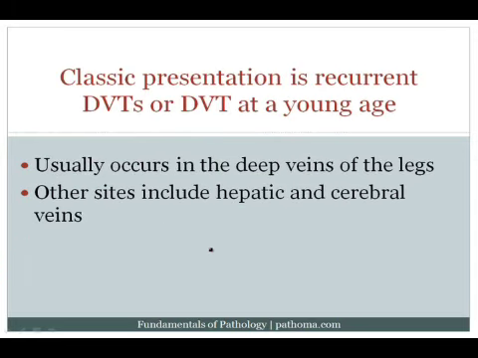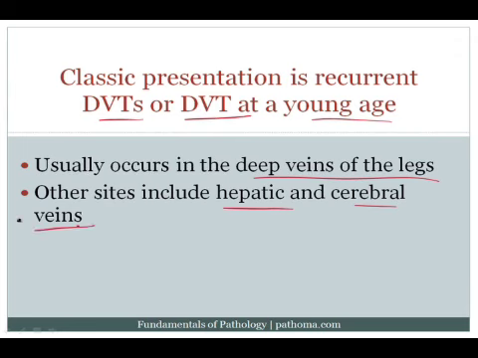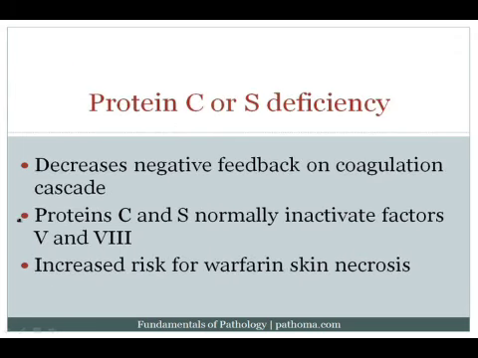When patients have a hypercoagulable state, they tend to present with recurrent DVTs or DVTs at a young age. So again, usually this occurs in the deep veins of the legs. Other sites where they could have recurrent thrombosis would include the hepatic veins and the cerebral vein. So these are some other sites to be aware of. The first example of such a hypercoagulable state would be a lack of protein C or protein S.